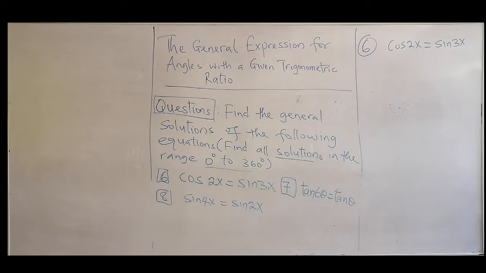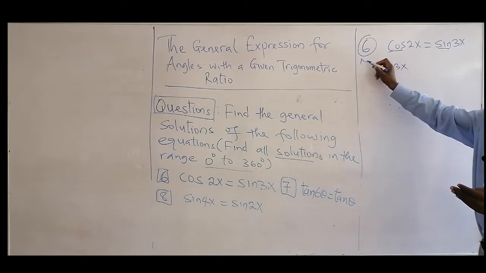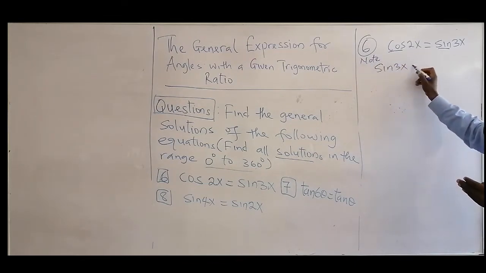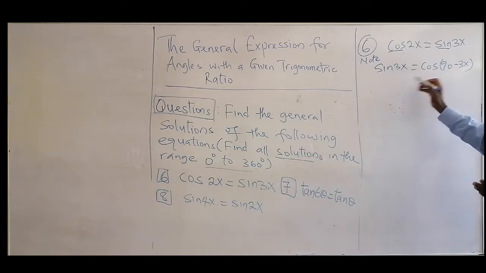So the first thing we have to check is, this function and this function, are they the same? They are not the same. So what we do is to make it the same, and then we're going to write this sine 3x. Note that sine 3x is equal to cos(90 minus 3x). Okay, these are complementary angles. Complementary in the sense that when you add the two functions' angles together, they add up to 90. Or we can call them the co-functions.